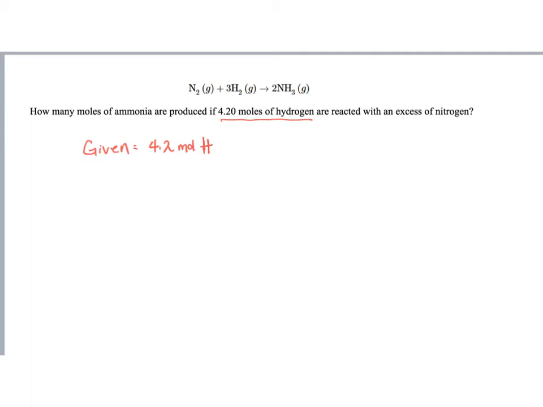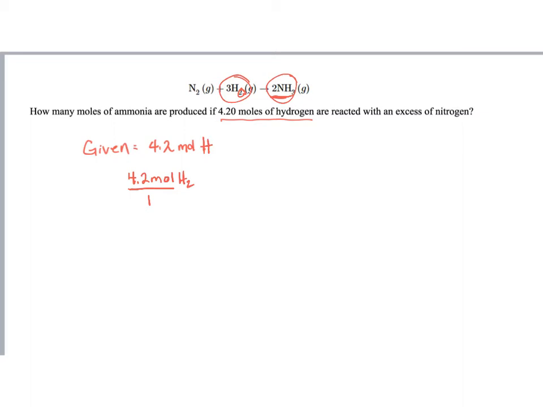And whatever we start out with, we always write that over 1, and we always carry through whatever units. So we have 4.2 moles of hydrogen, and notice it's H2, so we need to make sure we have 4.2 moles of hydrogen over 1, because that's what we're given. We're going to start out with that. And so it's asking how many moles of ammonia. So we're interested in this reactant and this product that is involved in this question.